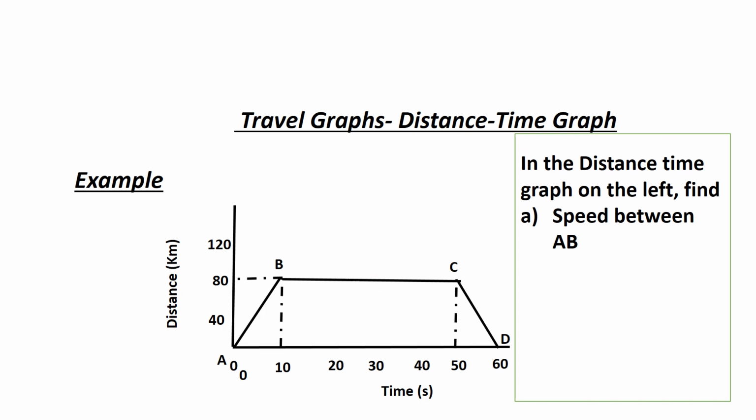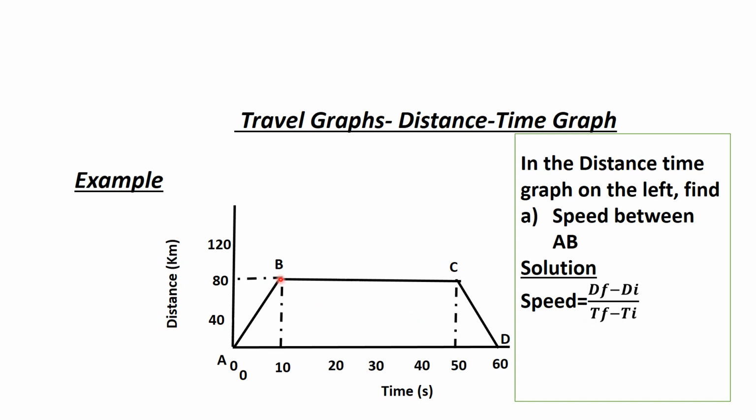So we're going to start with speed between AB. What do we need? Remember our formula: speed is final distance minus initial distance over final time minus initial time. I can choose any 2 points between AB. This formula is the same as gradient. Remember, when we are finding gradient in coordinate geometry, we say y2 minus y1 over x2 minus x1. It's the same kind of thinking. You just need 2 points and their coordinates, then you get the y values and the x values.